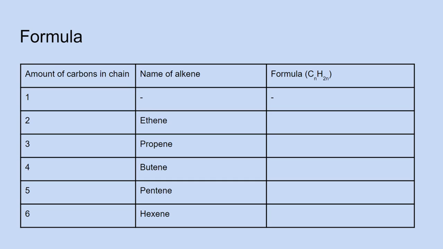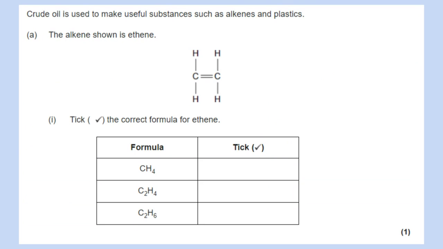Okay, so ethene, we should have C2H4, propene C3H6, butene C4H8, pentene C5H10, and finally hexene C6H12. Okay, notice the H's are always double the C's. They could ask you this type of exam question.